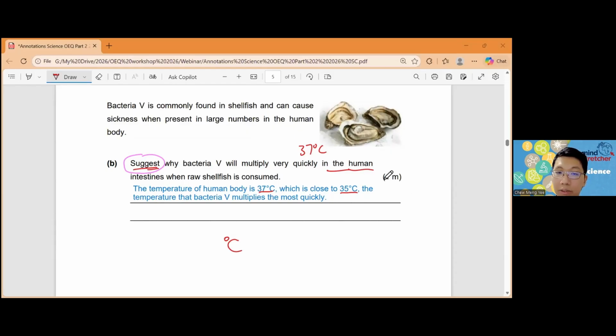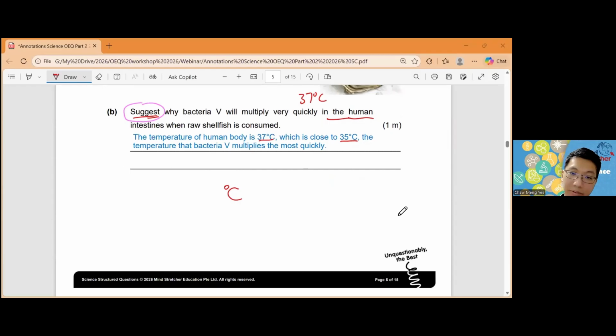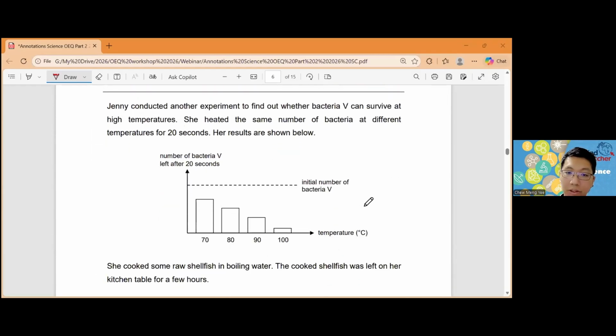And we don't really have to talk about the shellfish, about the bacteria. There's nothing about the shellfish, it's the bacteria in the shellfish. Okay, so our focus is the bacteria. Okay, let's move on. Now, next part here.